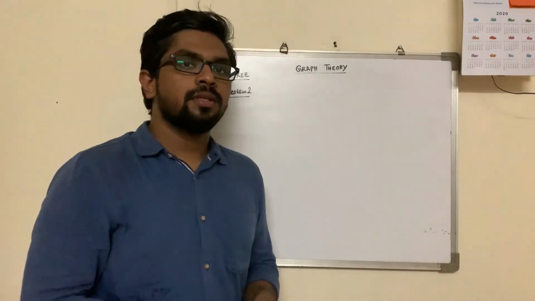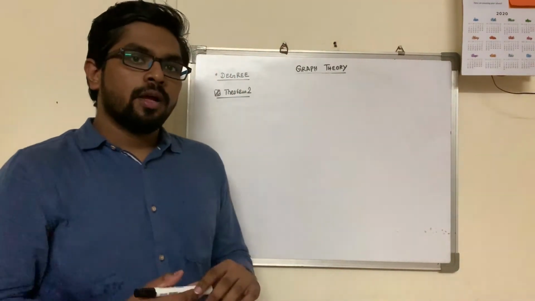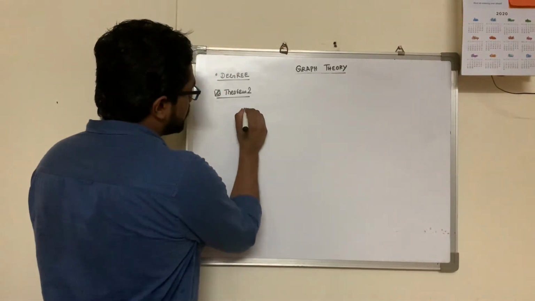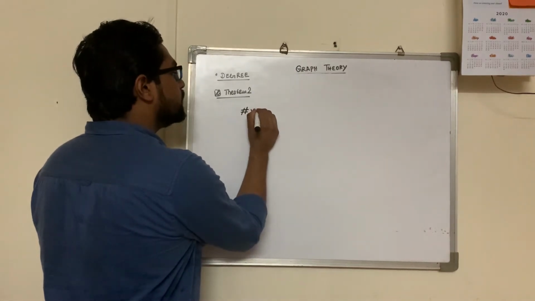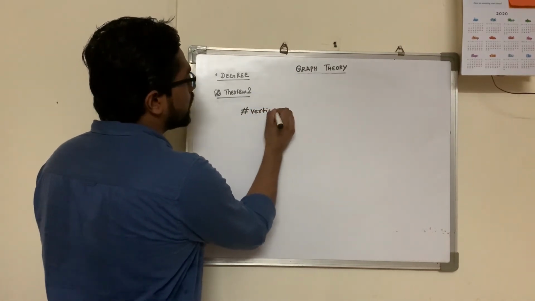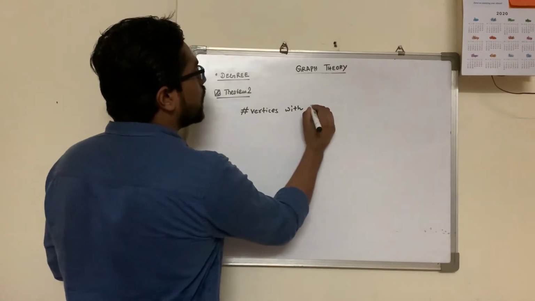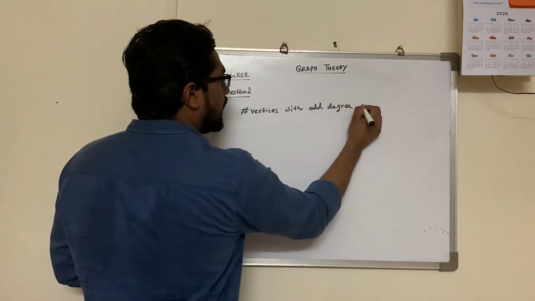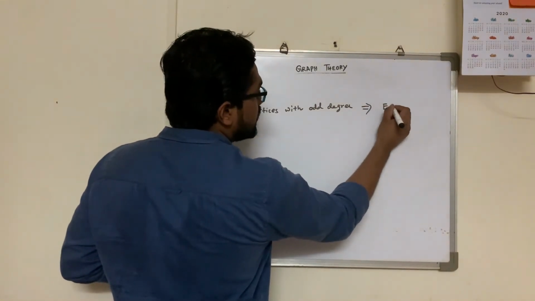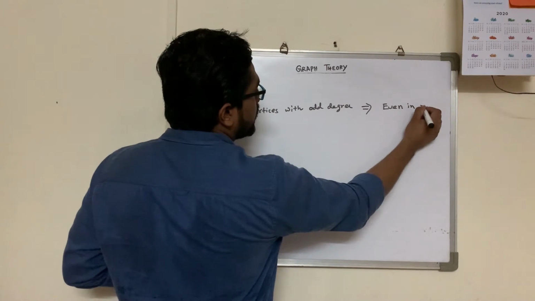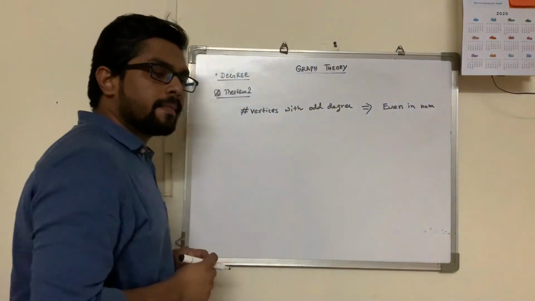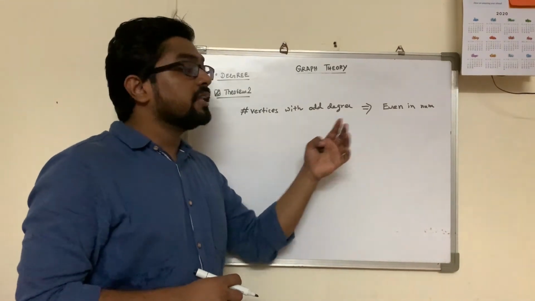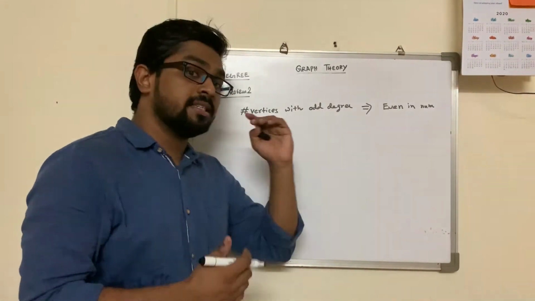We will talk about the next theorem, theorem number 2. Theorem number 2 is saying, I will write down, the number of vertices with odd degree are even in number. Okay, I repeat, the number of vertices with odd degree are even in number. Is it? Let's see from the example.